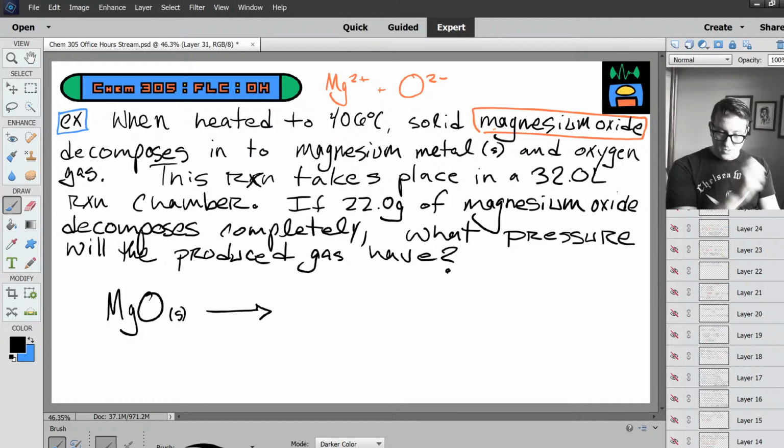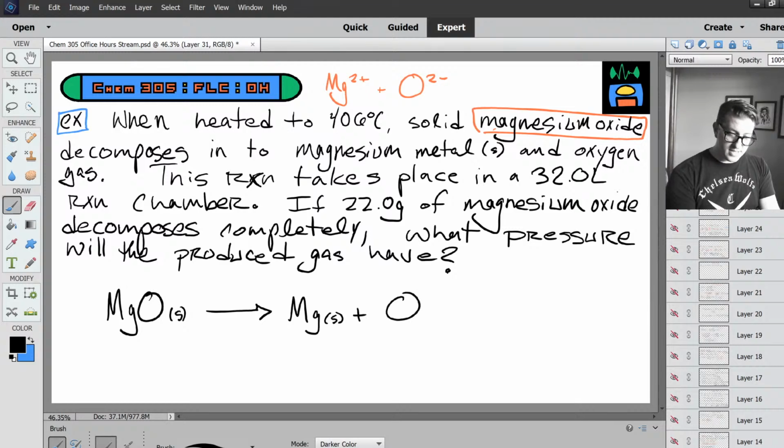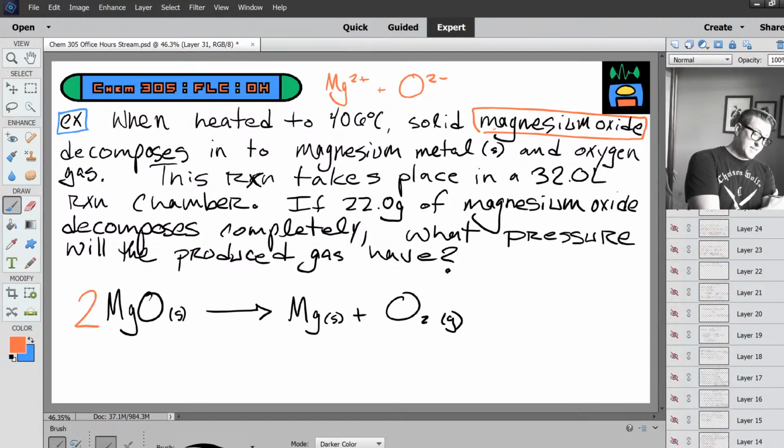So that's our reactant. Magnesium oxide decomposes into solid magnesium metal and oxygen gas. And the thing to remember about oxygen is that it's O2, right? So for our balanced chemical equation, we need 2 oxygens on our reactant side, but multiplying MgO by 2 means we need 2 magnesiums on our product side. So this is our balanced chemical equation, all right?